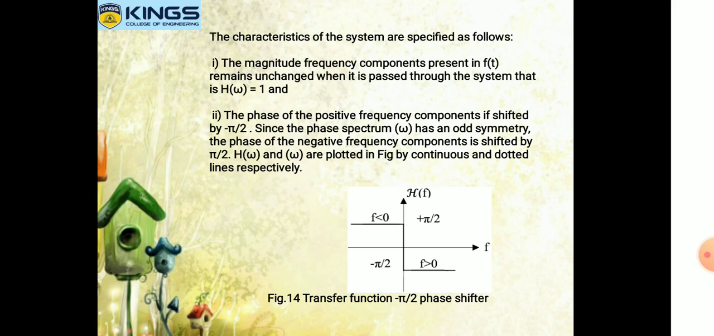So, this is the transfer function for a 90-degree phase shifter. So, in this plot, for plus pi by 2, it is going in the reverse direction, that is in the negative direction, and for minus pi by 2 it is going in the positive direction. So for plus pi by 2 the omega value will be less than 0, and for minus pi by 2 the omega value will be greater than 0.